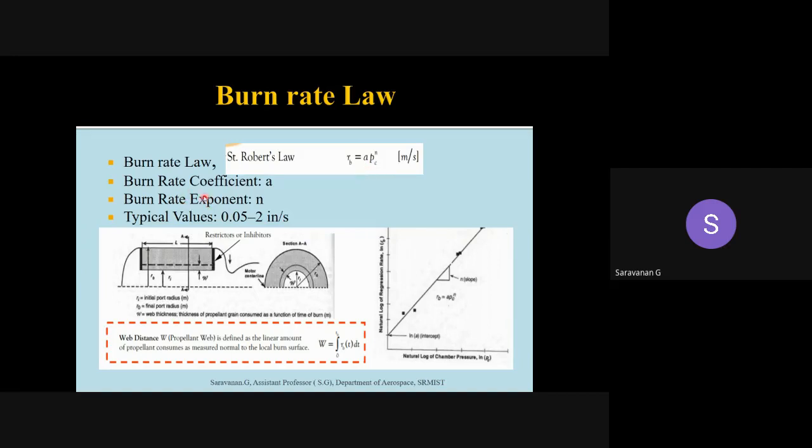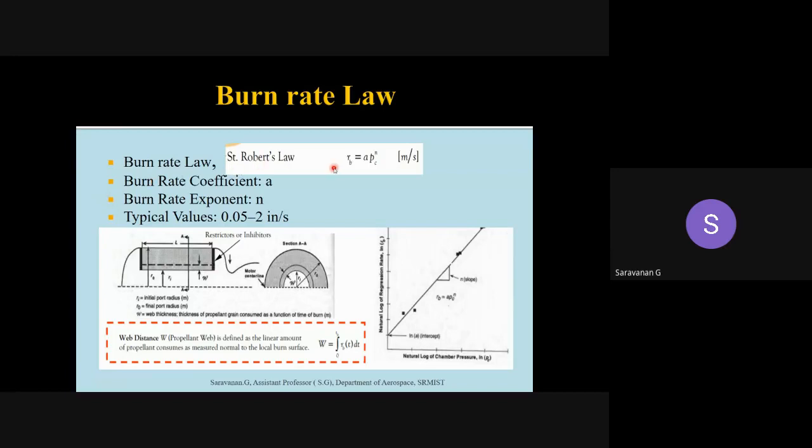So Pc is the chamber pressure, a is the burn rate coefficient, and n is the burn rate exponent. It is also known as the pressure exponent. n is the index corresponding to the chamber pressure, hence it is called the pressure exponent or burn rate exponent. So a is the burn rate coefficient. As I told earlier, the unit is millimeter per second, centimeter per second, meter per second, or inches per second.